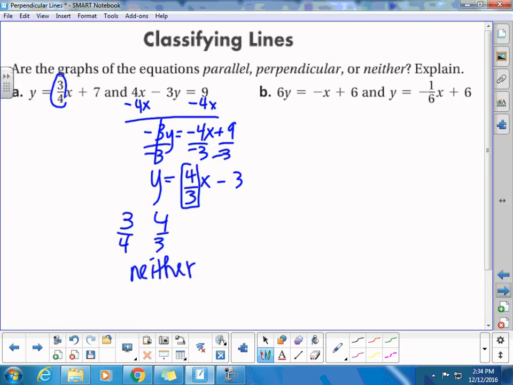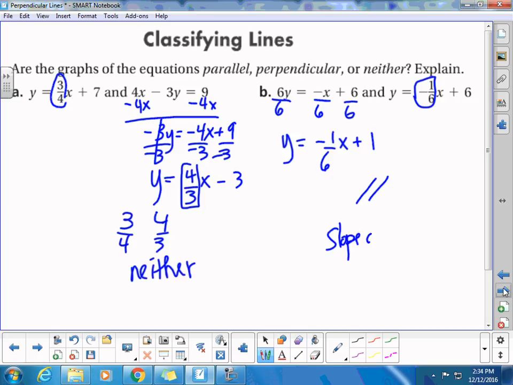And this one, we already have this -1/6. Here, again, I have to get y by itself. It's not going to be too hard here. I just have to divide out everything by 6. I get y equals -1/6 x plus 1. -1/6, -1/6, they are parallel. The symbol for parallel. Parallel, why? Slopes are congruent or equal. So the lines are parallel.